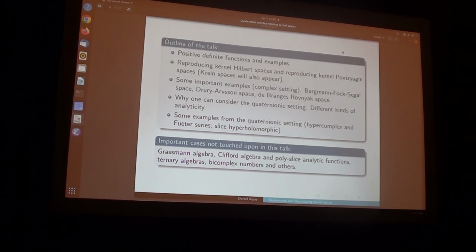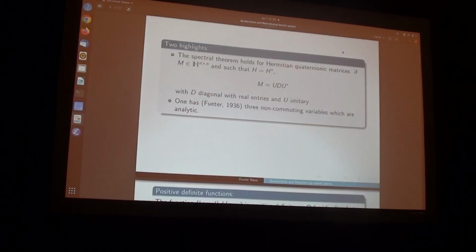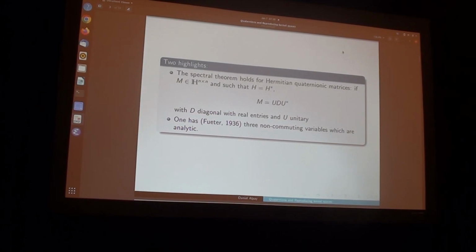Now, an important point is the following. I will insist more on this later, but why things work is basically because the spectral theorem holds for Hermitian quaternionic matrices. If you have a Hermitian matrix which is quaternionic, you can diagonalize it with diagonal real entries. This is a very important point. Without this, one can do things, but it would be much more complicated.